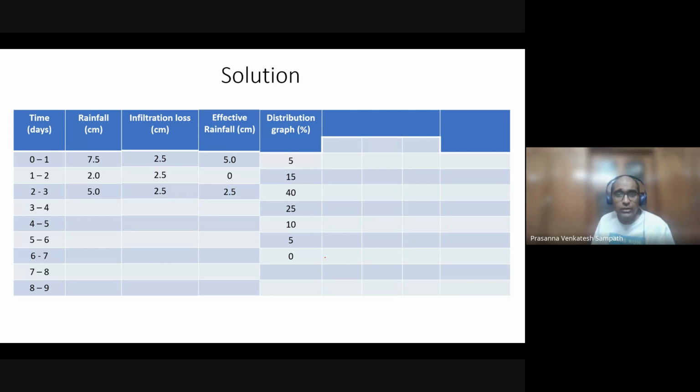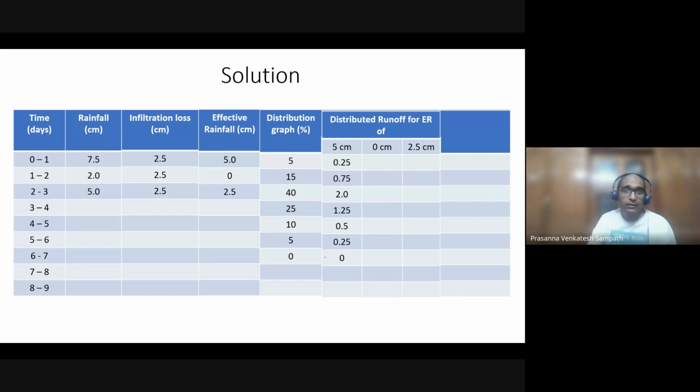5%, right? So out of those 5 centimeters, 5% will happen on the first day, right? So the distributed runoff for the effective rainfall of 5 centimeters, the first rainfall event, will be 5% of 5 centimeters. So 5 by 100 into 5 gives me this 0.25. Okay, 15% of 5 is 0.75. There you go. So how do I get this? 5% of 5 centimeters is 0.25 centimeters. 15% of 5 centimeters is 0.75 centimeters, right?